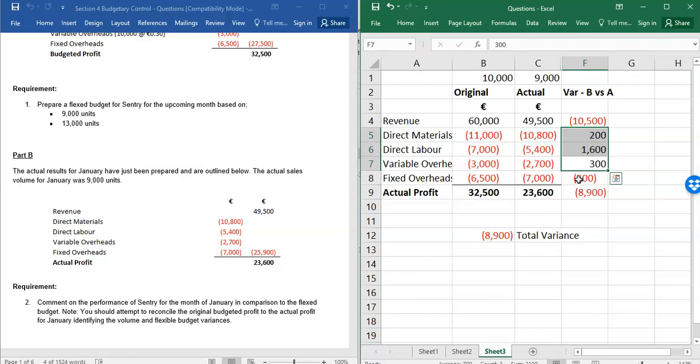And that will allow you then to allocate responsibility to the particular people. Because, for example, the direct materials manager in the factory may have no power over the volume of sales. So that's not really a direct comparison. What you should be comparing is what the budget would have been for 9,000 units compared to what the actual spend was for 9,000. So a like-for-like comparison will give you a lot more information.